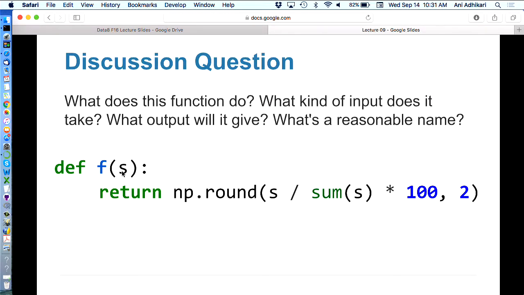So now I start looking at what the body says, and the body says return something, right? Fine. So it's going to return something, and this looks like an expression to me. Okay, so now we start looking at that expression, and what do you see here? NP, no. You see NP first. When you see NP, what does your head go to, or what it should go to? Arrays. This thing is going to operate on an array.